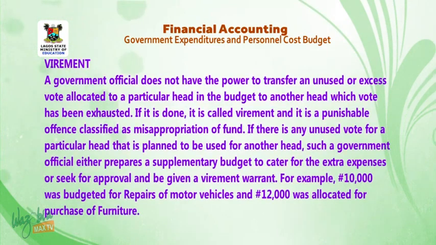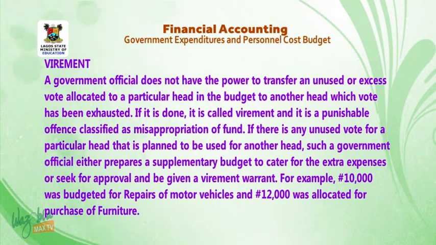Virement. A government official does not have the power to transfer an unused or excess vote allocated to a particular head in the budget to another head which vote has been exhausted. If it is done, it is called virement, and it is a punishable offense classified as misappropriation of fund. If there is any unused vote for a particular head that is planned to be used for another head, such a government official either prepares a supplementary budget to cater for the extra expenses or seeks approval and is given a virement warrant.